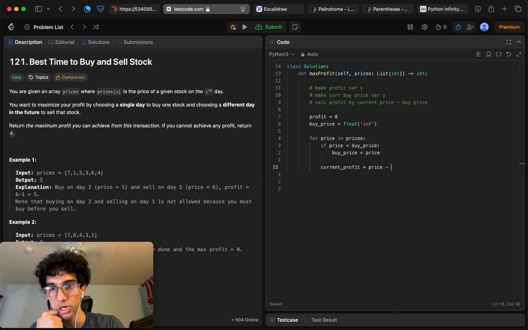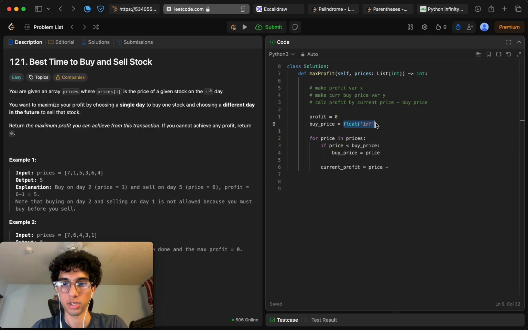That would be a pretty big number. I feel like that's a bug because, price. Now it would be a small number because we'd be subtracting infinity. So no, we're good. I think we're good. Price minus buy price. If current profit is greater than profit, profit is equal to current profit, return profit.